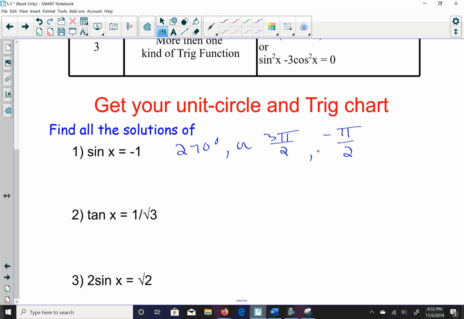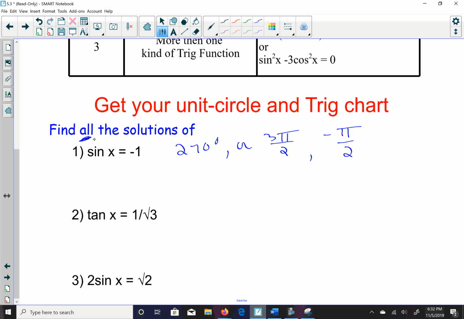But what's a little bit different about this section is this is saying find all the solutions. There are two types of directions we have today. One is going to say find all the solutions, and one is going to say find in a certain interval. If it says all the solutions, it wants all the answers going forward into higher and higher numbers. In other words, more than one lap around the unit circle.